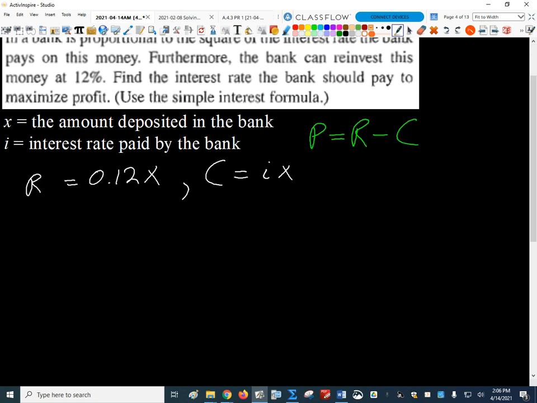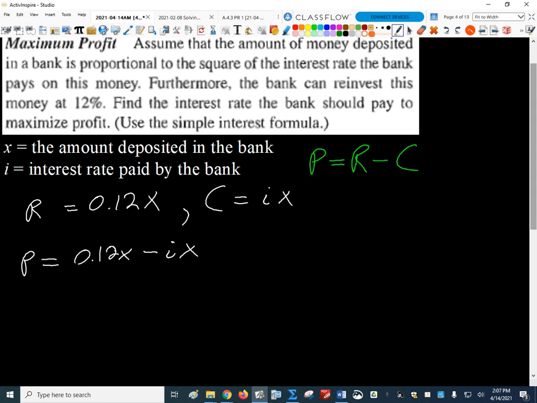Okay, but there are two unknowns there. There's the interest rate that the bank is paying and the amount of money that's deposited. So my profit function then looks like 0.12x minus ix, but I've got two variables there, so I need another equation. I've got to come up with an equation that relates I and x, where I is the interest rate that the bank is paying.